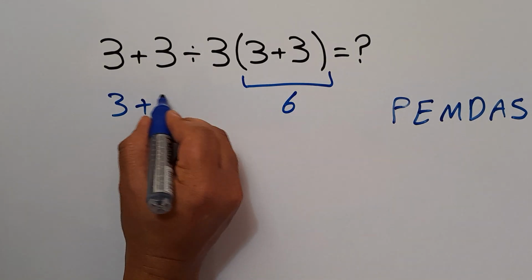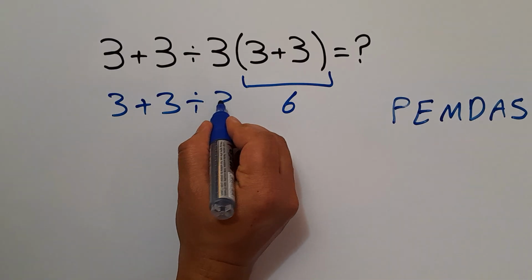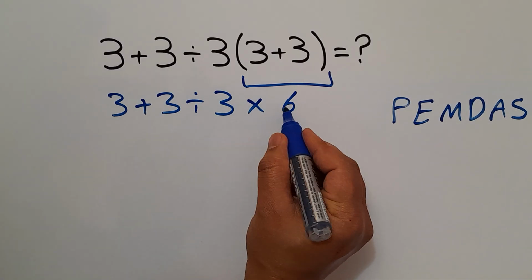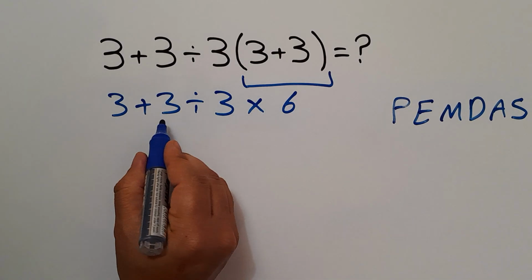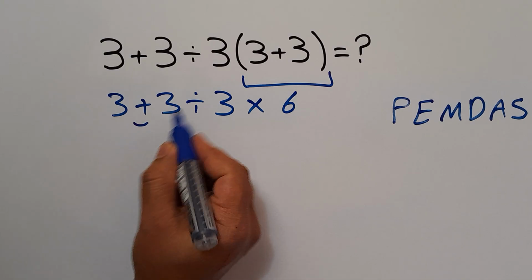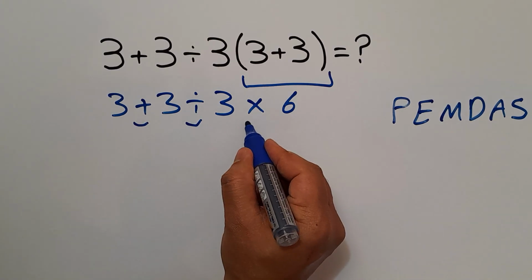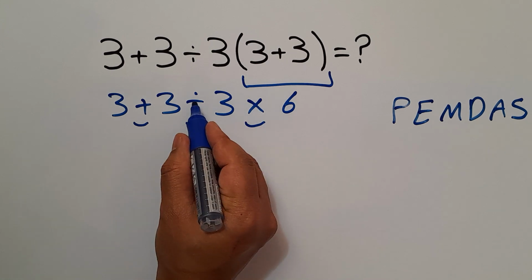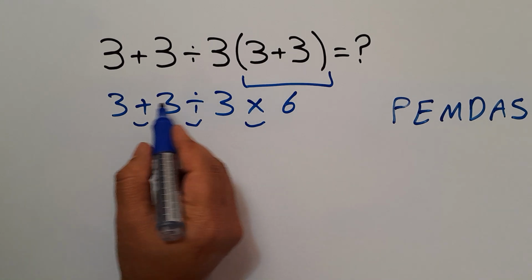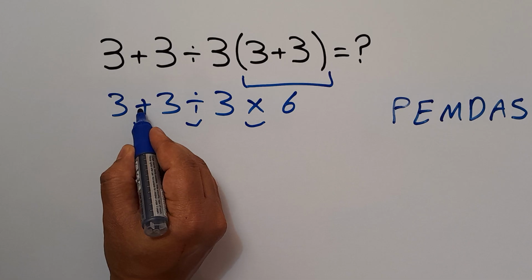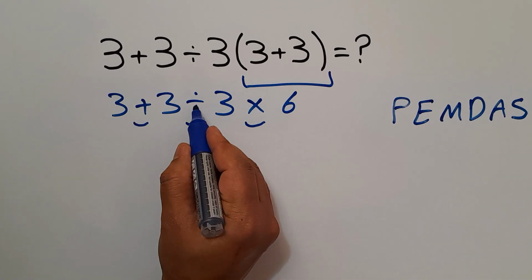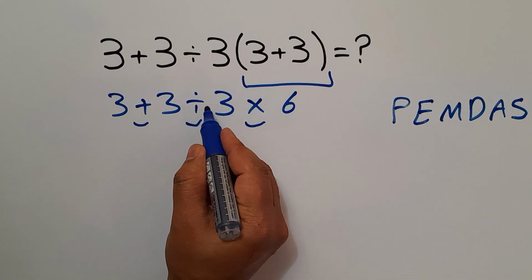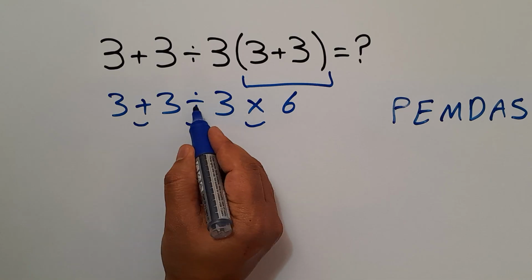3 plus 3 divided by 3, then times 6. Here we have this addition, this division, and this multiplication. Remember that multiplication and division have higher priority than addition. And also multiplication and division have equal priority, and we work from left to right.